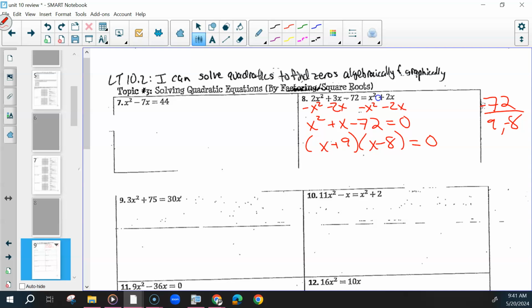Then drop the parentheses, set both factors equal to 0 individually. Solve both equations. So these ones, anytime you get an x plus a number or x minus a number, it's always going to be the opposite. So the opposite of this would be negative 9. The opposite of this would be positive 8. And you would write that final answer in curly brackets, least to greatest.